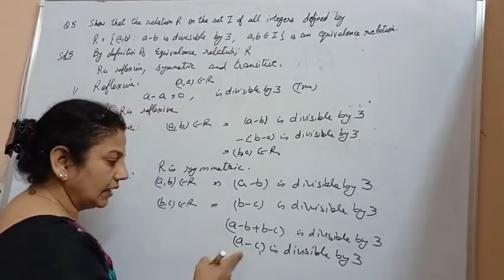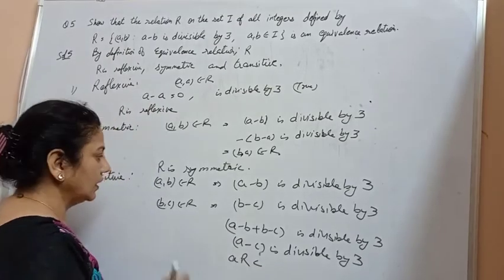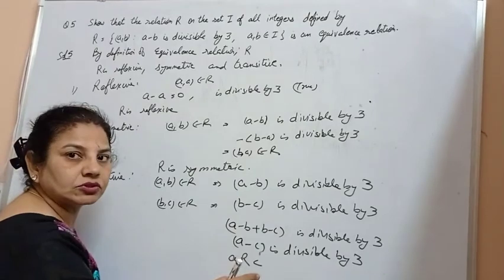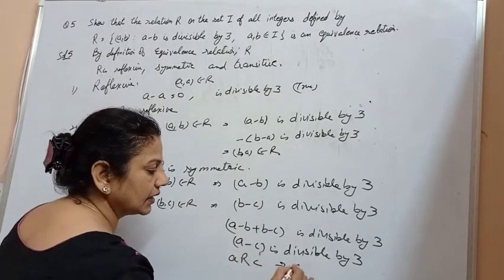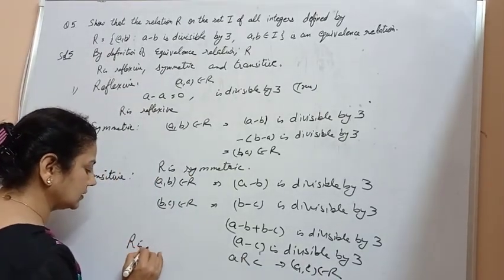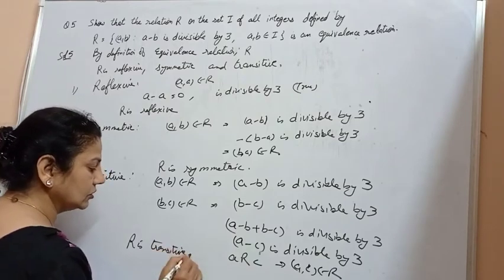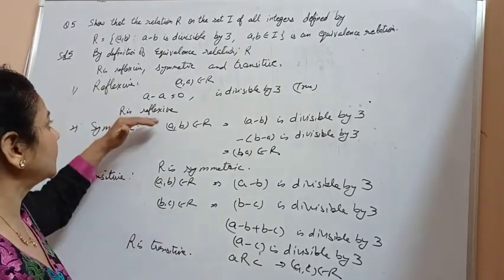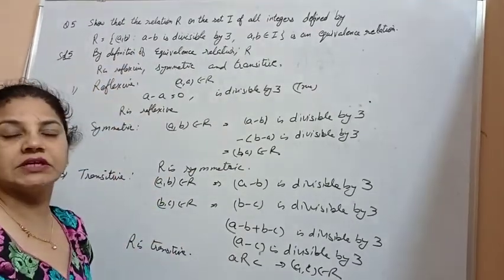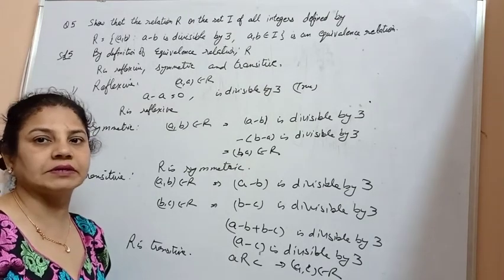A minus C divisible by 3 implies that A is related to C. AB belongs to R, BC belongs to R, then AC belongs to R, that is, A is related to C. So we say that R is transitive. So it satisfies all three conditions. R is reflexive, R is symmetric, R is transitive. So by the definition of equivalence relation, R is an equivalence relation, as it is reflexive, symmetric and transitive.